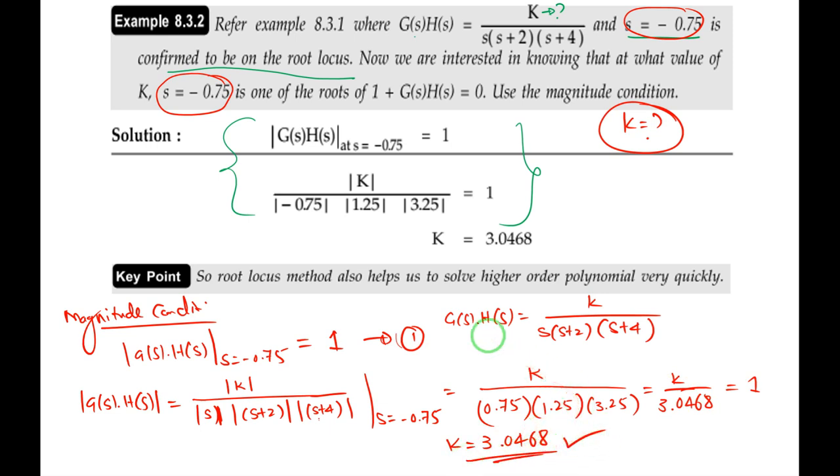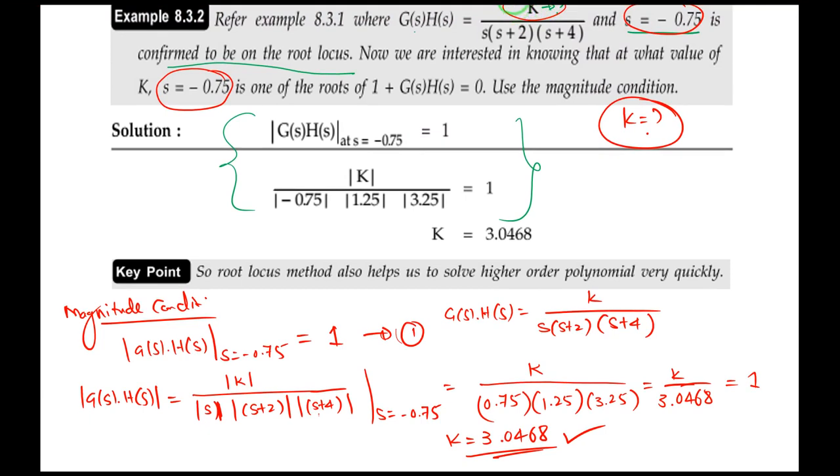Yes. So we have studied two conditions, angle condition and magnitude condition. Why are we using angle condition? To prove that the point lies on the root locus. If the point lies on the root locus, it has to satisfy the angle condition. If the point does not satisfy the angle condition, it means that the point is not lying on the root locus. That is one thing. Then we are making use of the magnitude condition in order to determine the value of k, the system gain, right?